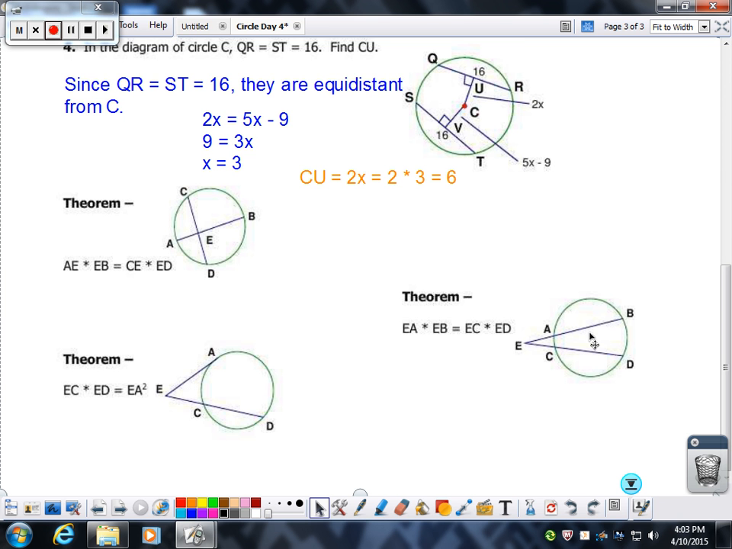And the third theorem here, if we have 2 line segments that intersect outside a circle that aren't tangents, then the outside piece times the whole thing of one is going to equal the outside piece times the whole thing of the other. So here EA times EB is going to equal EC times ED. Again, we'll do more examples of these in class.